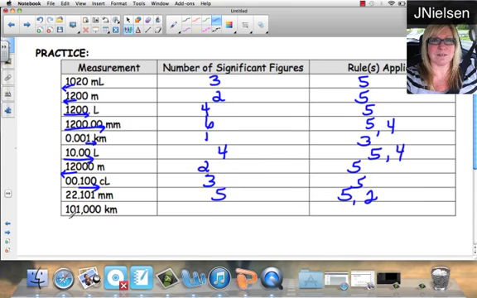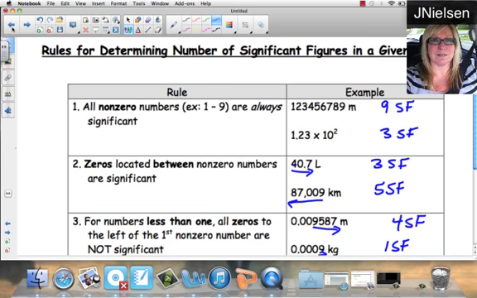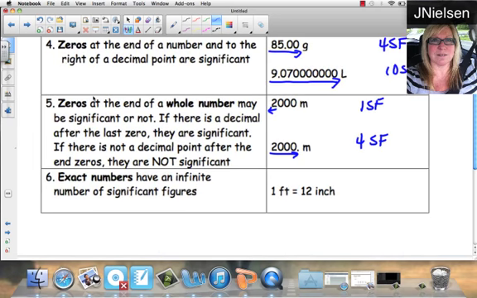And let's see the last one, 101,000. So here the decimal is absent. Everything in front of it. So this is going to be 3. And what rule would we use here? Let's see. Probably rule 5 on that one.